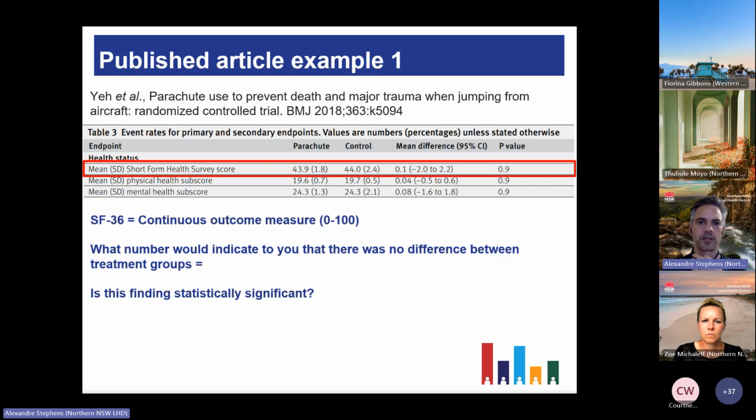So for that first part there, what number would indicate to you that there is no difference? Most of you have correctly indicated that the point of no difference is 0. And then we'll work through the second part. Is this finding statistically significant? Again, the majority have said no, a few of you have said yes, but the result is not statistically significant.